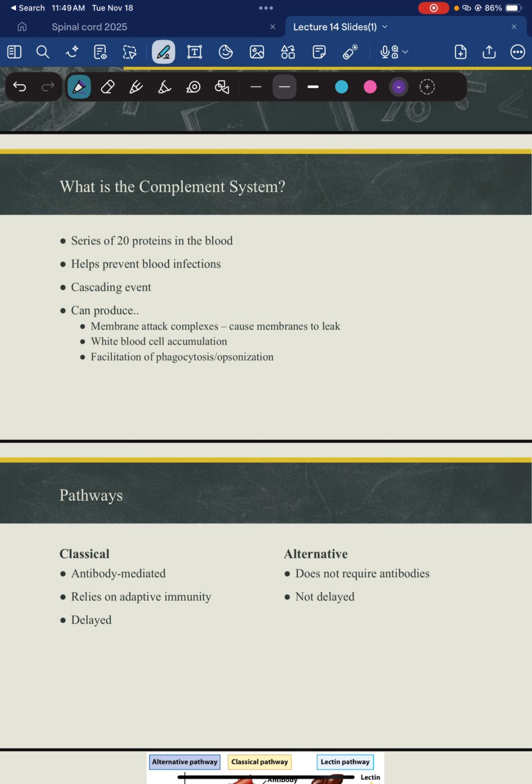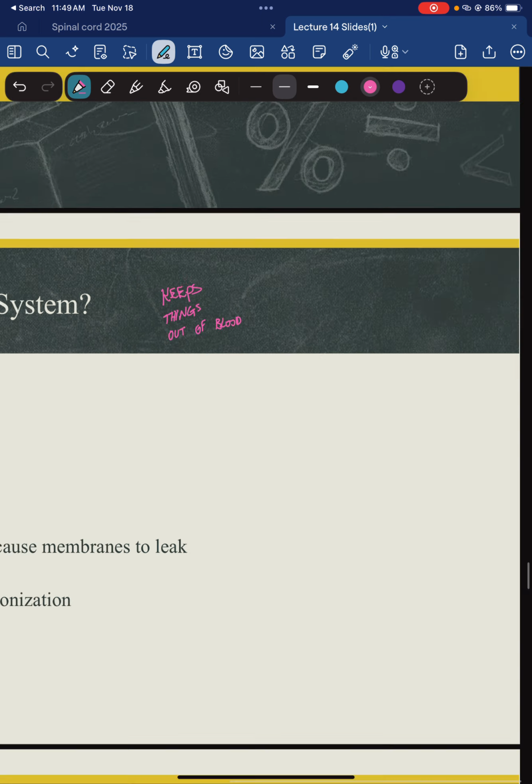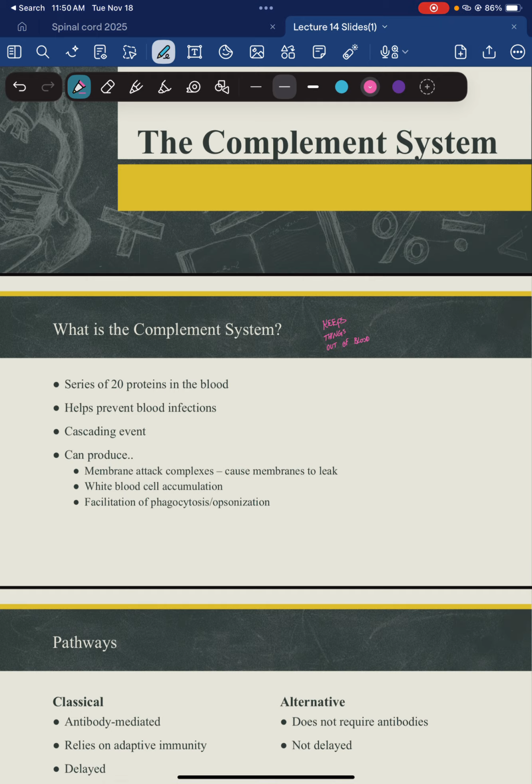All right, there are a series of proteins. This says 20 proteins. It's actually more than that. This is an old slide. And the whole point of this is to keep bacteria, viruses, fungi, and eukaryotic pathogens out of your blood. What happens if a pathogen gets into your blood? It can go wherever it wants to go. So protecting your blood is protecting the highways from bacteria being able to get around and causing really bad systemic infections.